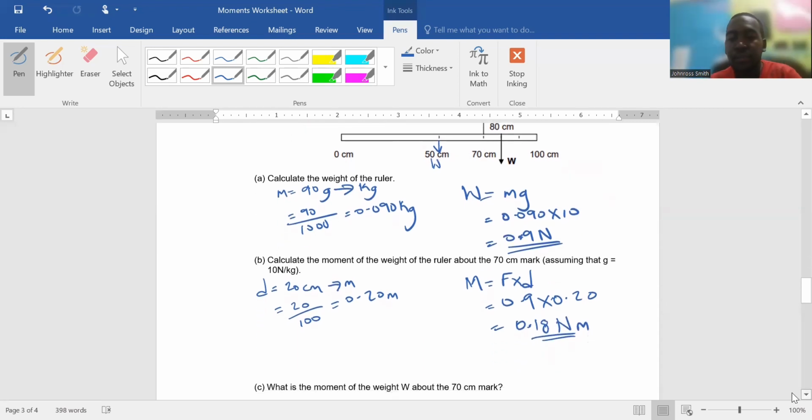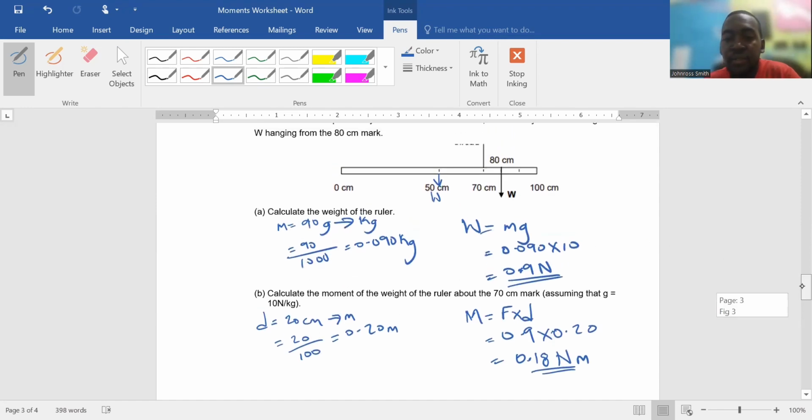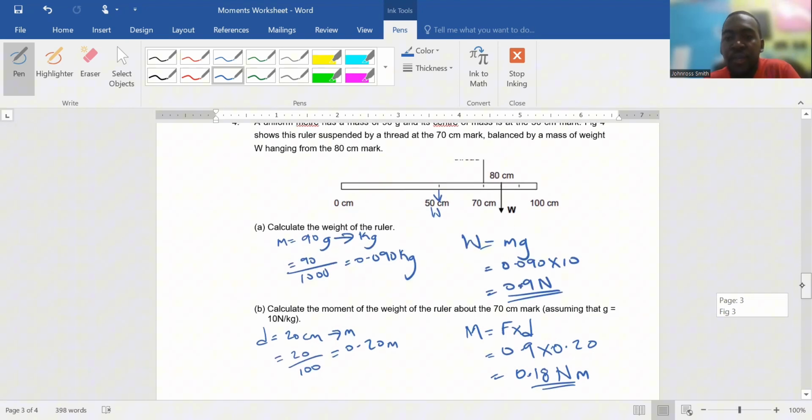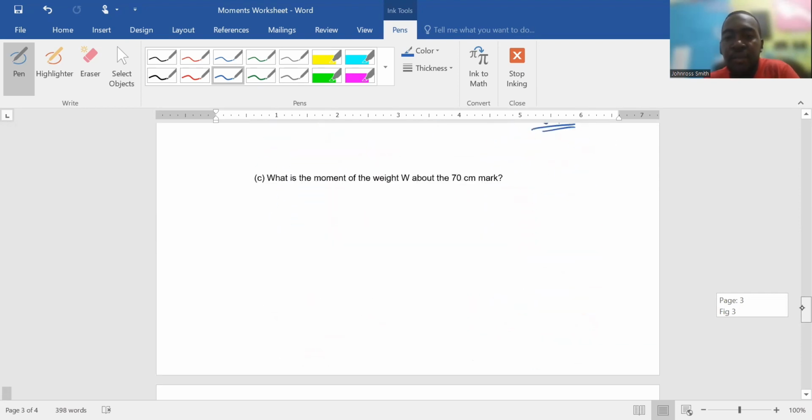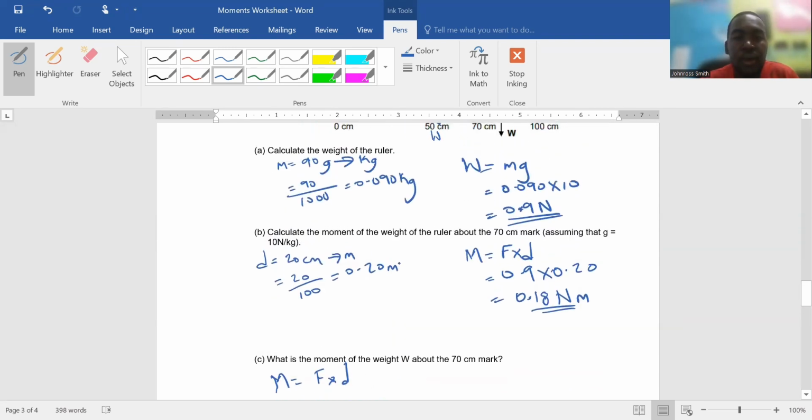All right, let's continue. What is the moment of the weight about the 70 centimeter mark? So now this is just asking us to write the formula just like the first question for weight, which is at the 80 centimeter mark. So we know moment is equal to force times distance. The force would be the weight, distance is 10 centimeters, which is 0.10 meters. So that is your formula that we would use for the moments of the weight of the mass.